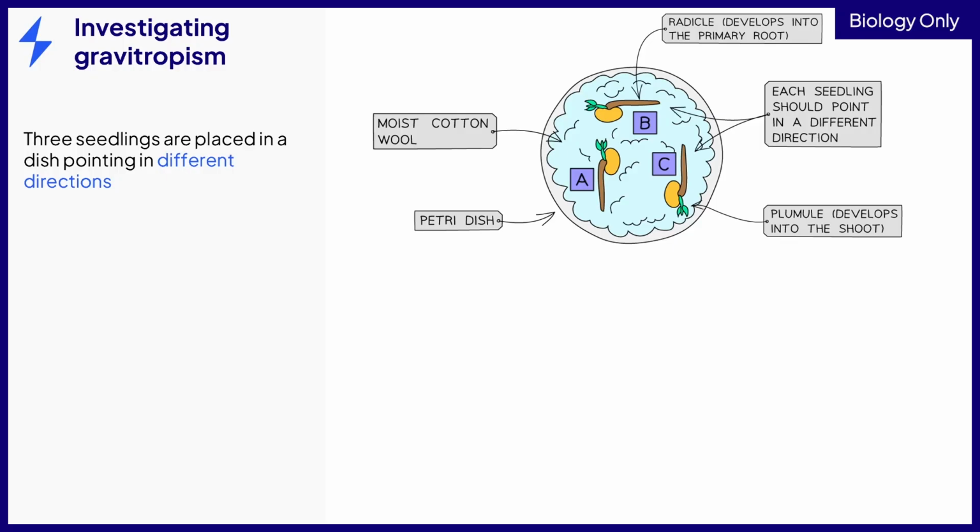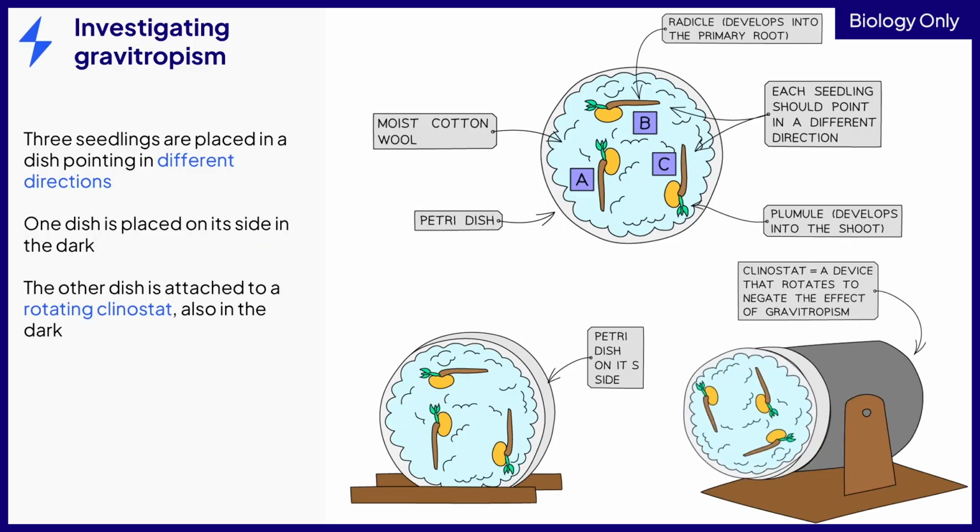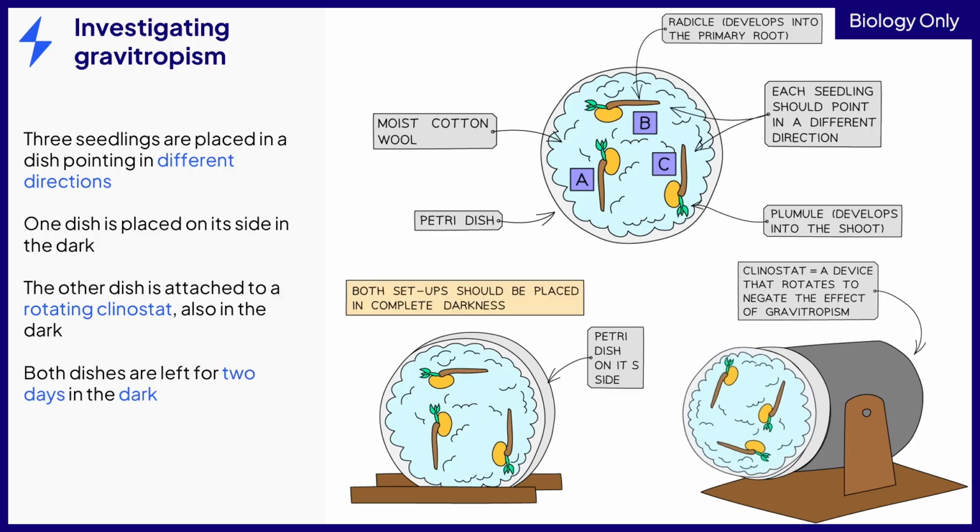A second experiment shows the effects of gravitropism on newly germinated plant seeds. These germinated seeds, or seedlings, have small roots called radicles and small shoots called plumules. Three seedlings are placed into a dish with some moist cotton wool to encourage growth. The three seedlings are pointed in different directions. Two identical dishes are produced. One is placed on its side in a stationary position, and the other is placed onto a rotating surface called a clinostat. The two dishes are left like this in darkness for two days.